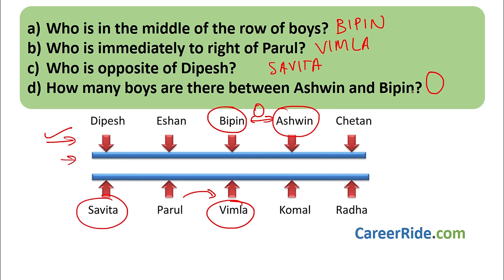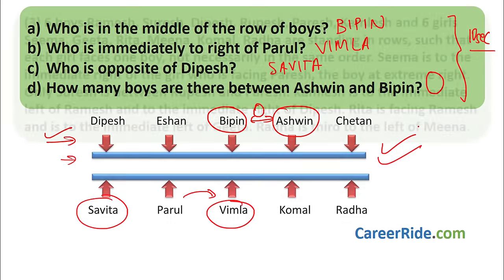See, once you have the diagram correctly, so easy, in hardly 10 seconds you can mark all the answers. It becomes extremely easy to solve the questions, and this becomes a cakewalk. You can score a lot over here. So keep practicing. Let's move on to the next sum.